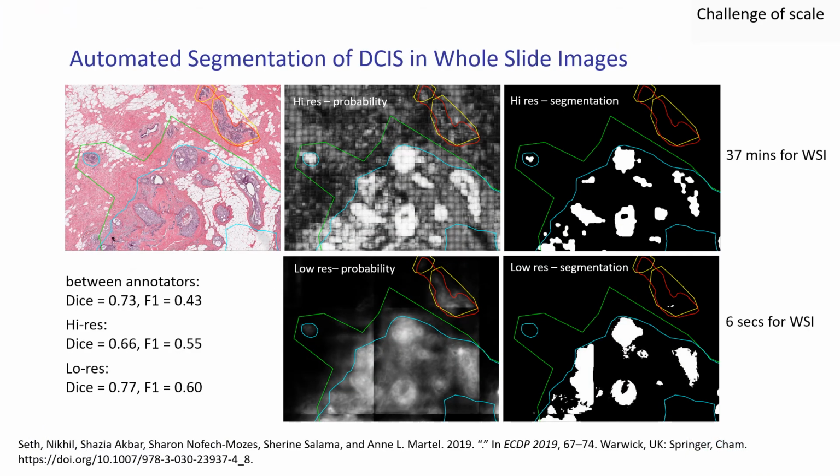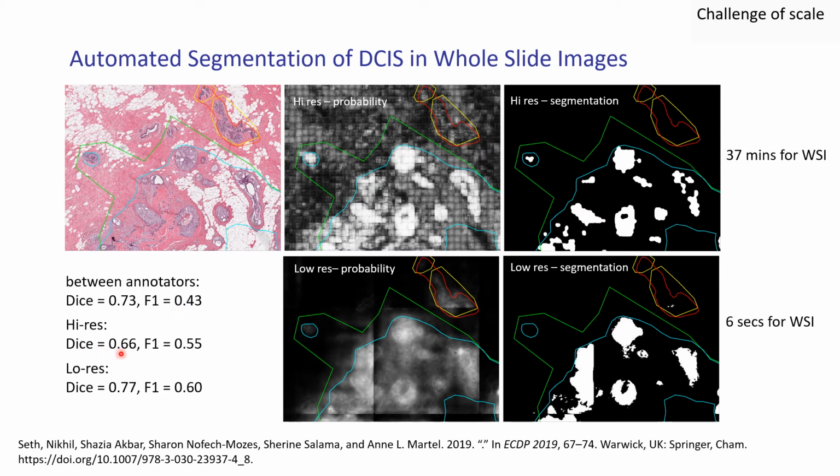So Nikhil was actually able to get some quite interesting results from this work. He found that the high resolution patches gave quite nice appearing segmentations, but when you look at the dice scores, they were quite disappointing. So here the dice between 2 different pathologists is 0.73, so this is a pixel level quality metric, and the F1 score is more to do with how many ducts are true positive and false positive detection. So this is more of a duct level metric here.